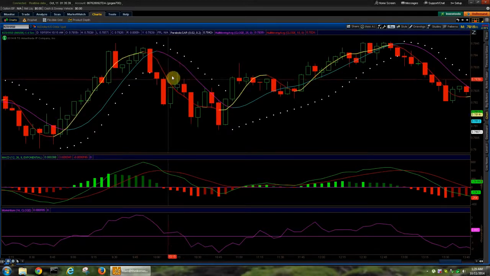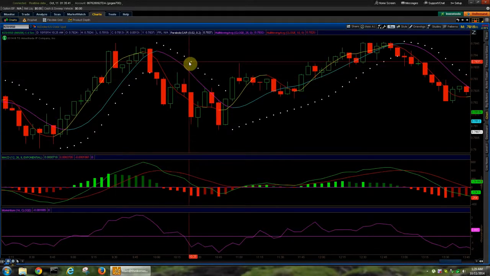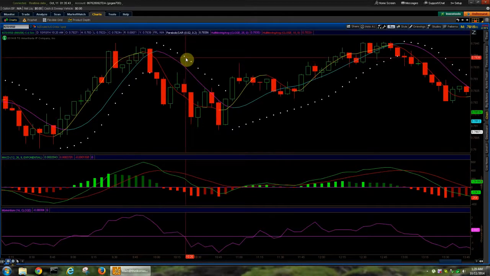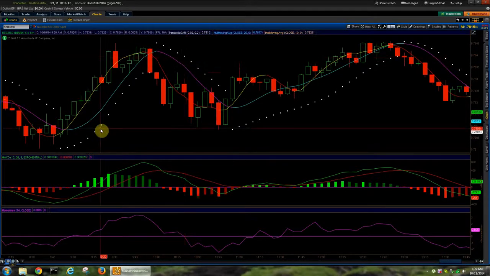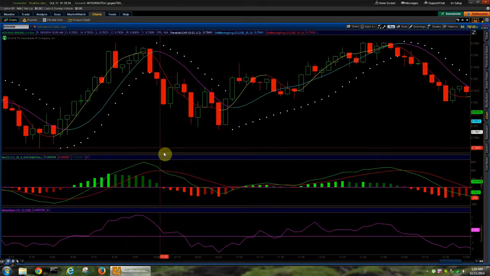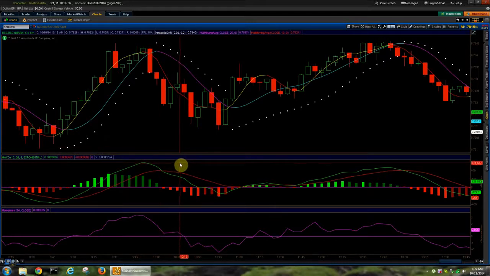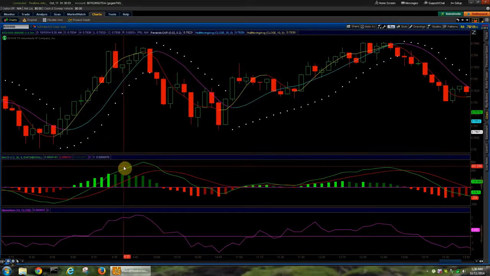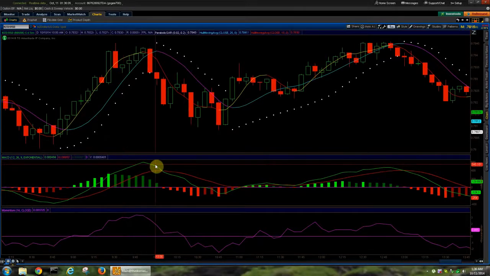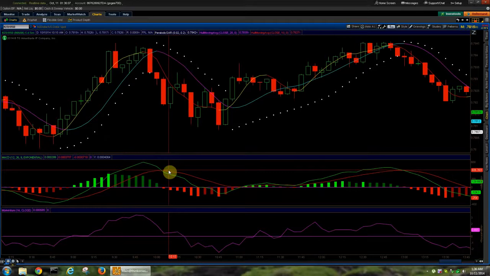Now you also have the parabolic SAR. When the dots are above the candles, that's signifying a put or a downtrend, and when the dots are below the candles, that's signifying an uptrend or a call. And then in the middle you have the MACD. When the green line is above the red line, that signifies an uptrend or a call, and when the red line is above the green line, that signifies a put or a downtrend.